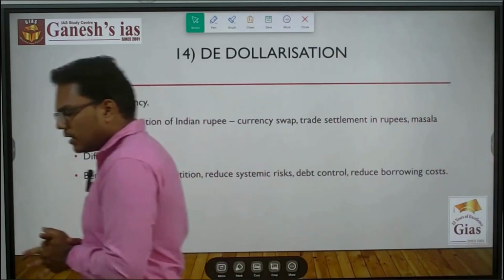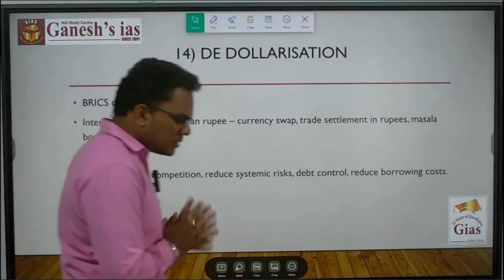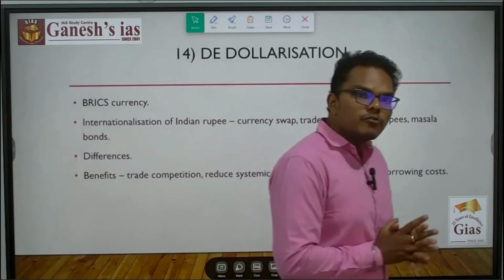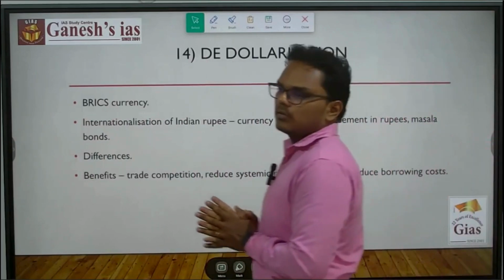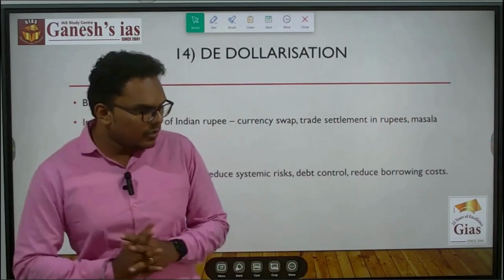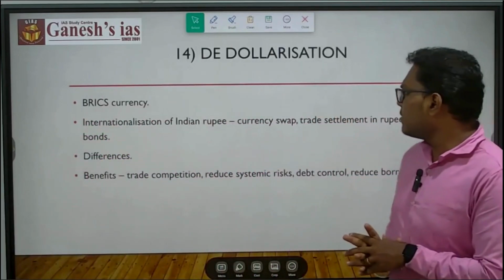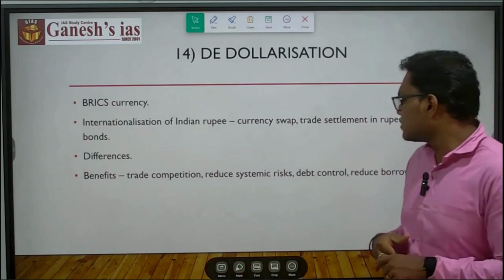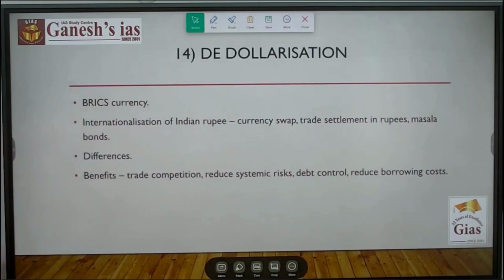See, since every transaction is dollar based, just assume what will happen if your US economy fails or if your North American economy fails. If that happens, then it's going to be catastrophic for the entire world economy. So if you go in for de-dollarization, then you're reducing the systemic risks. Then you're also keeping your debt under control.